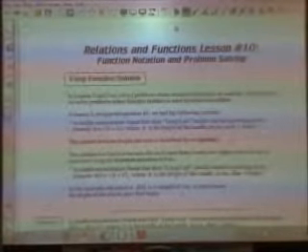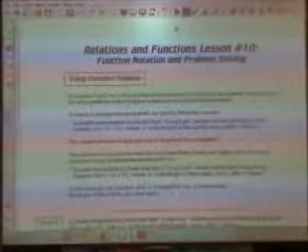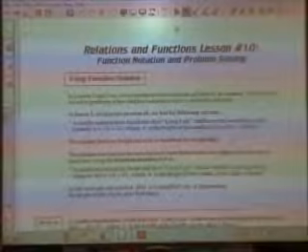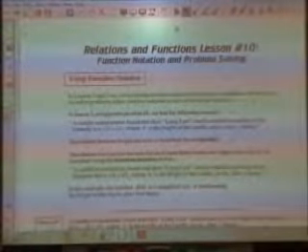Function notation and problem solving. So in this lesson, we're going to solve problems using function notation as opposed to using XY notation.